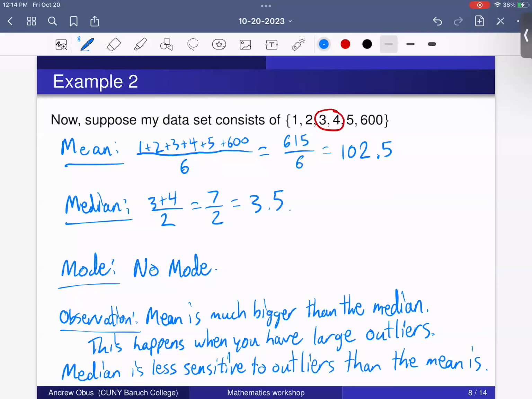So if there are outliers in your data set, sometimes the median can be a better approximation than the mean to what you really want to understand about the data. What is the number that's really giving you the central tendency of the data? Okay, so any questions about this example?